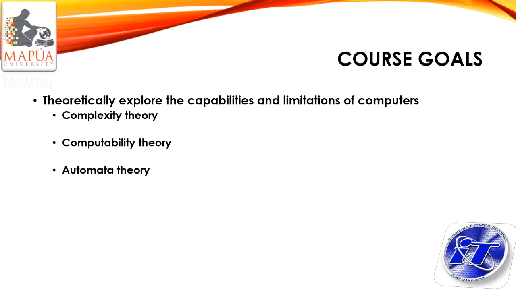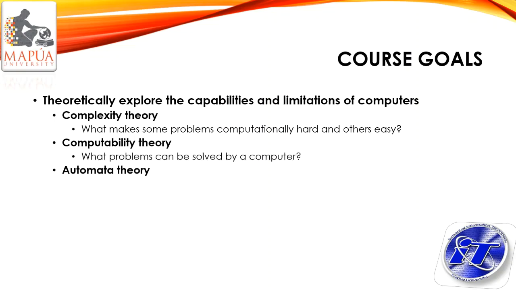If we say complexity theory, we are going to determine if some problems are hard to be computed by our computers, or is this easy to be computed? While computability theory is all about whether it can be solved by a computer or it cannot be solved by the computer. While automata theory is how can we mathematically model computation? How can we derive a mathematical equation, or how are we going to present that process in a mathematical domain?